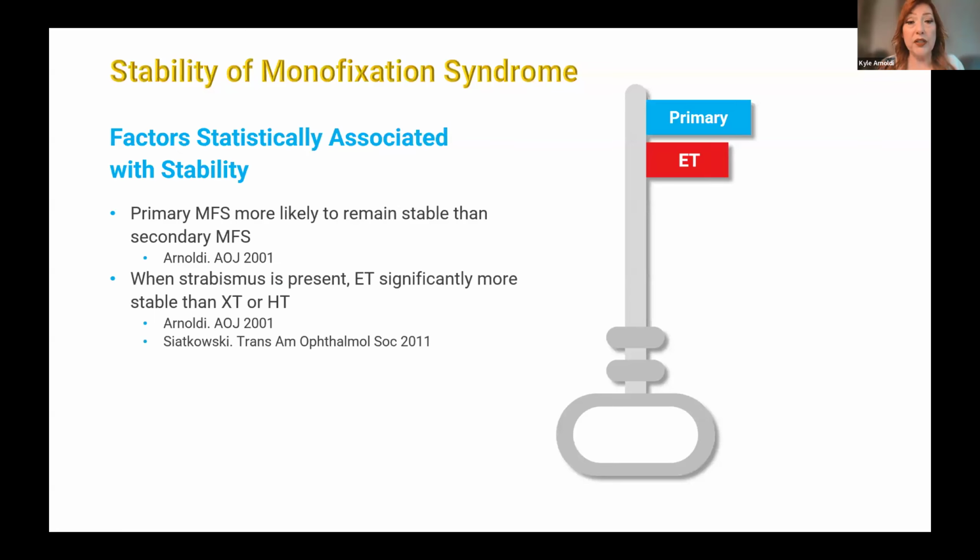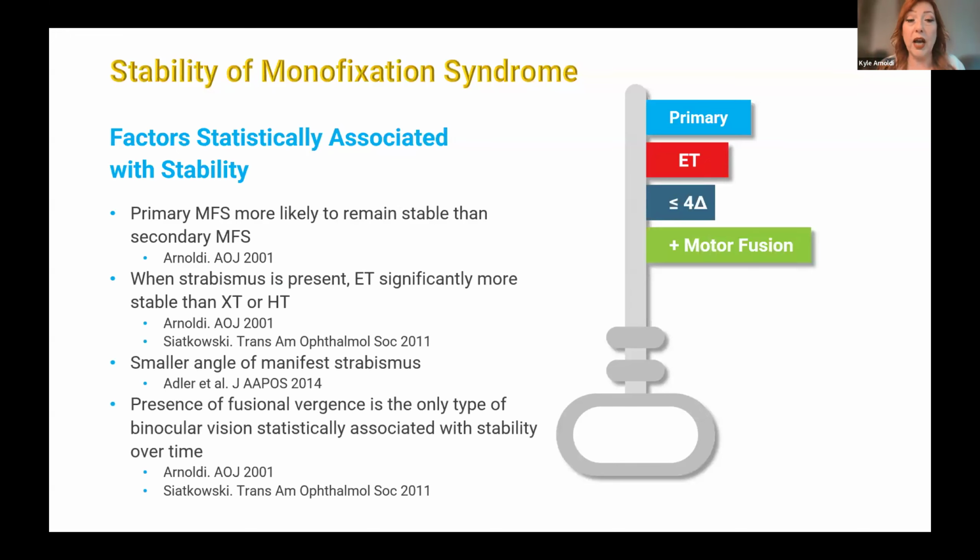When strabismus is present, esotropia is going to be more stable. Smaller angles of manifest strabismus, even smaller than 8. If you can manage 4 prism diopters or less, you're more likely to be stable over time. But this is where I think the key is. The presence of fusional vergence is the only type of binocular vision that has been statistically associated with stability over time.